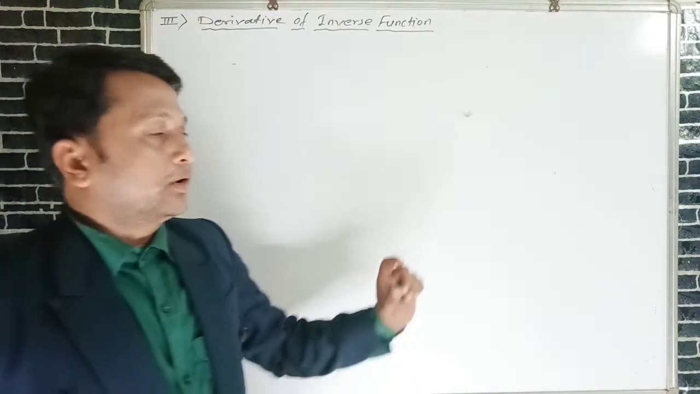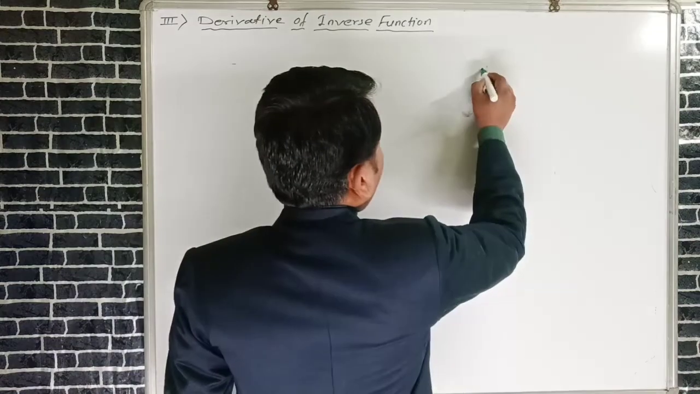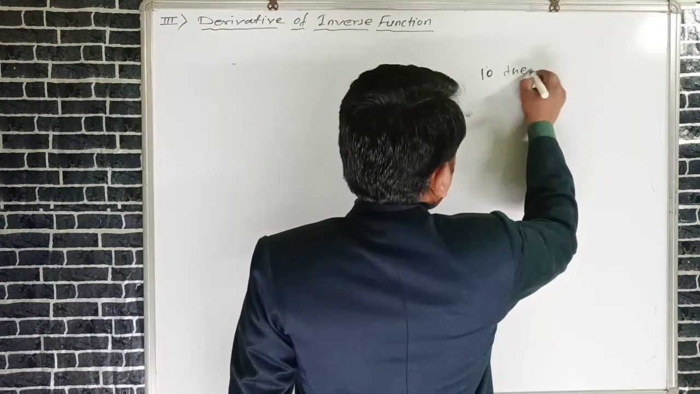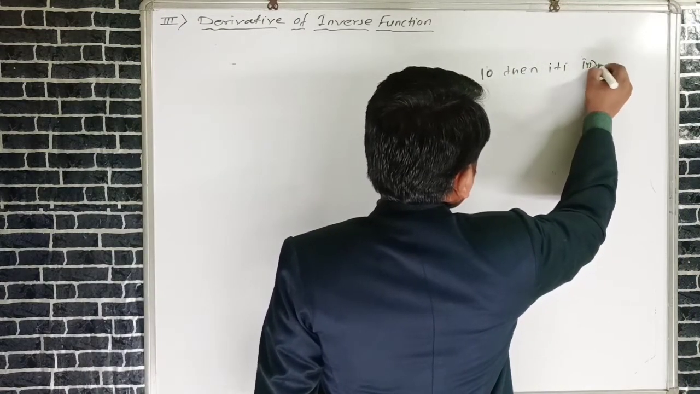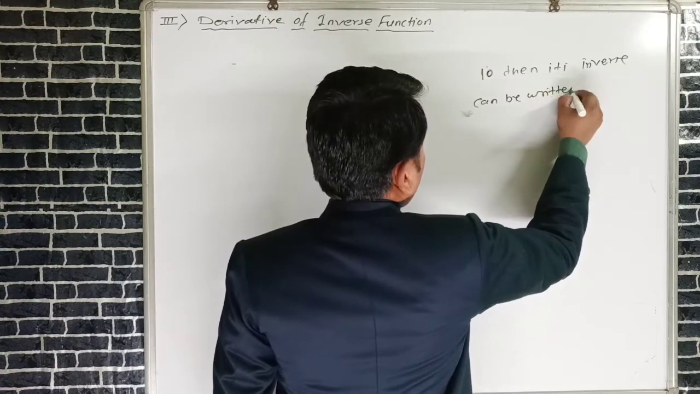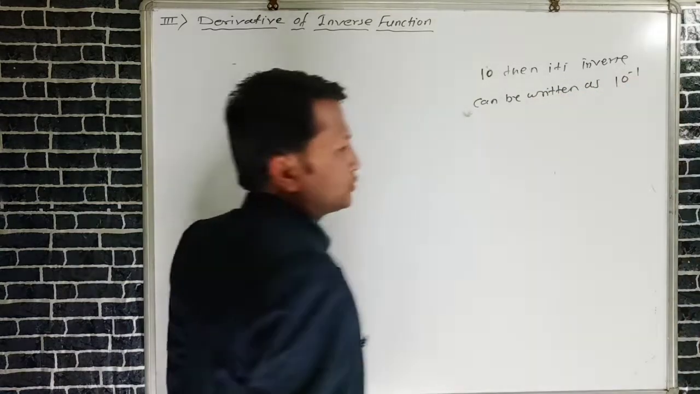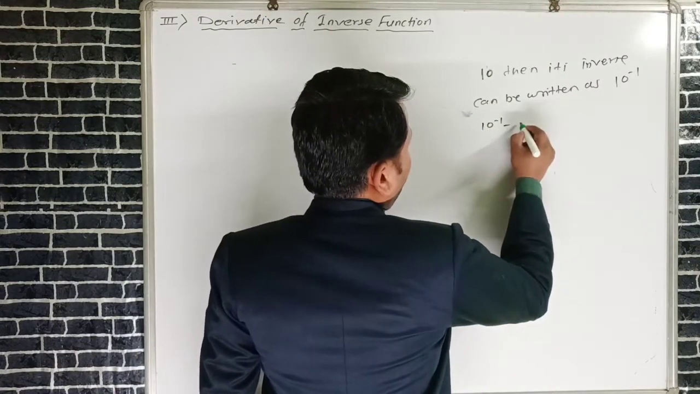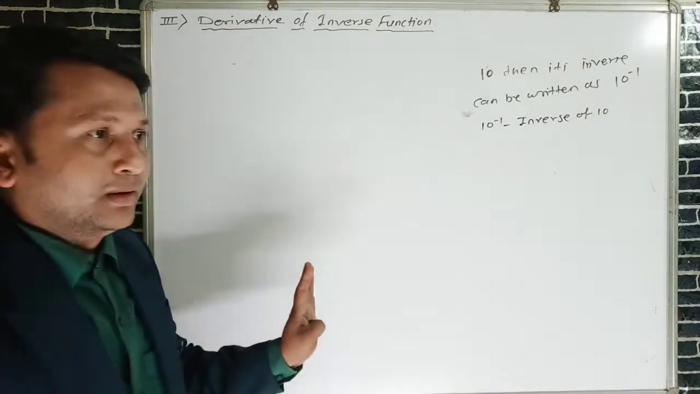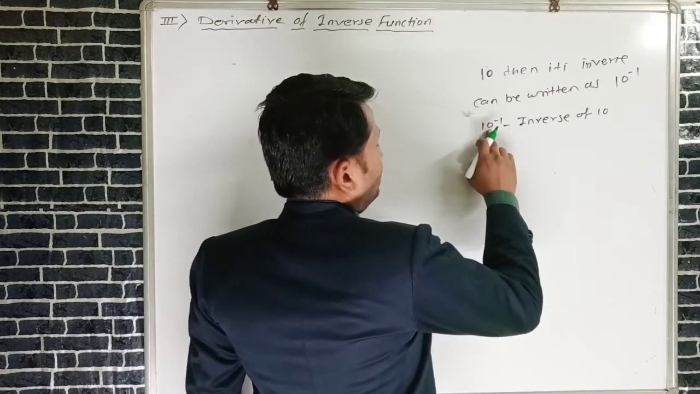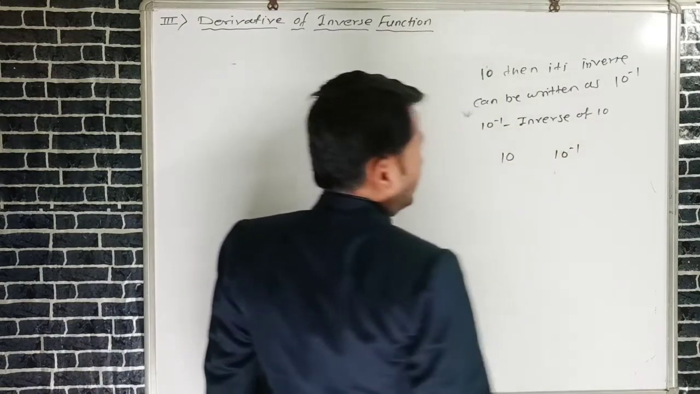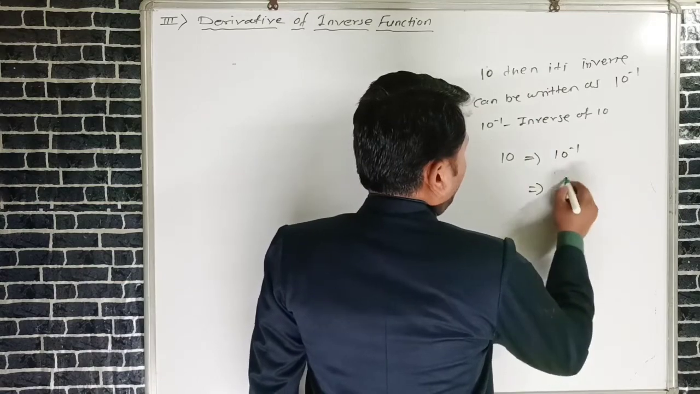Inverse function means, if we know that 10 is a number, then its inverse can be written as 10 raised to the power minus 1. 10 raised to the power minus 1 means the inverse of 10. It is also written as 1 upon 10.